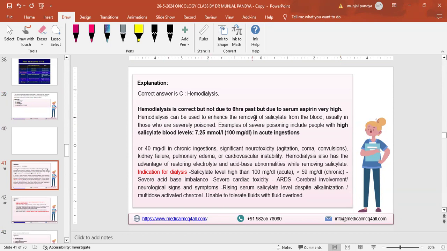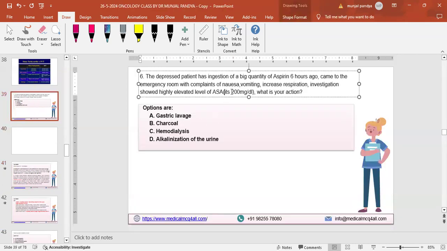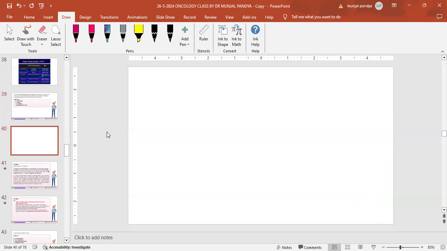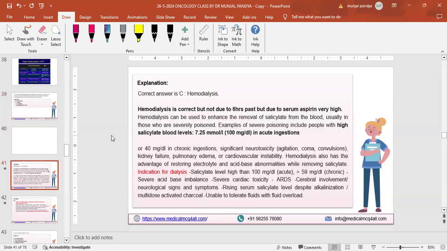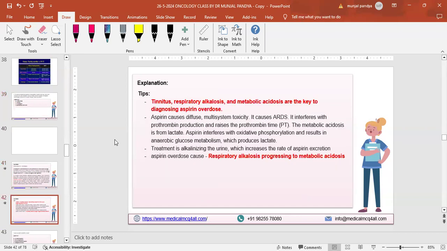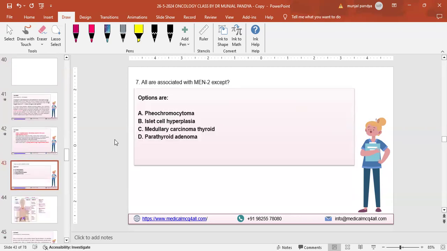Hemodialysis can be used to enhance the removal of salicylate from the blood, usually in those who are severely poisoned, like this patient. Examples of severe poisoning include people with a high salicylate level, more than 100, as sir rightly said, and in our scenario it's 200. It's double the dangerous level. So you must do something urgently which removes the salicylate from the plasma, and that is hemodialysis. That's it. Next question. You read it later on.